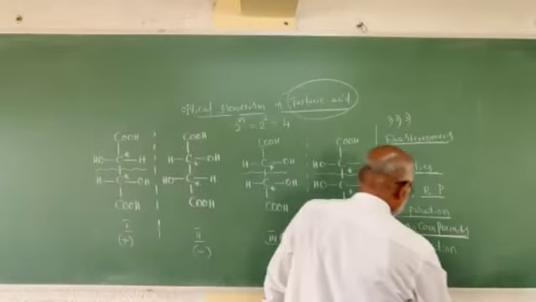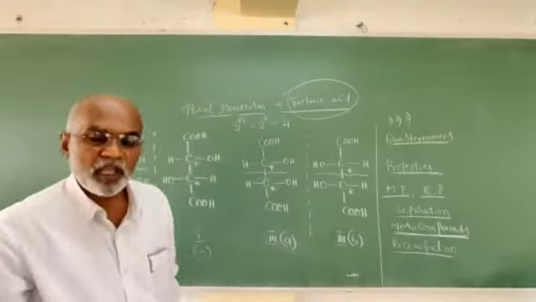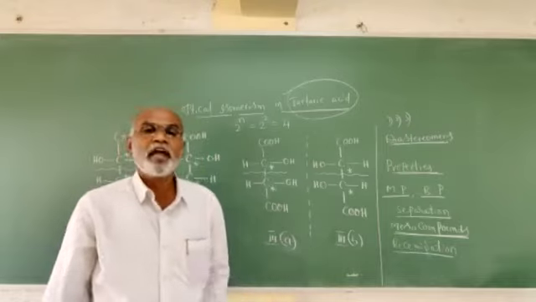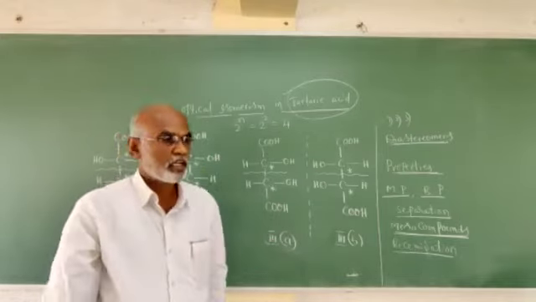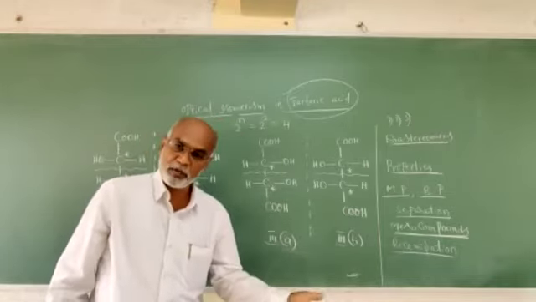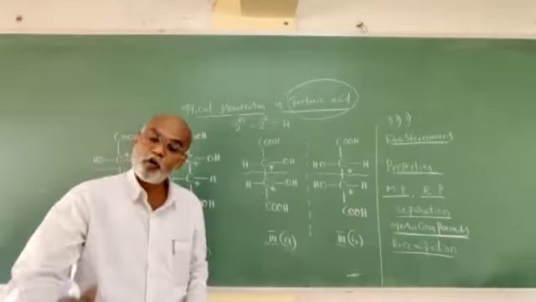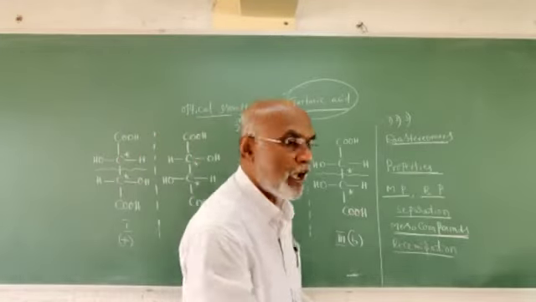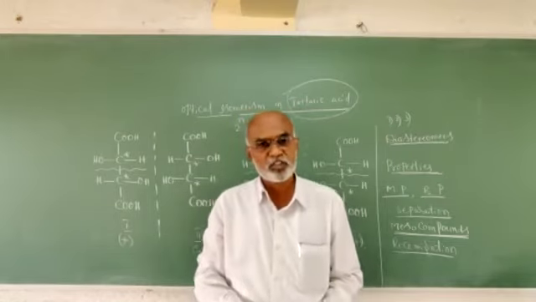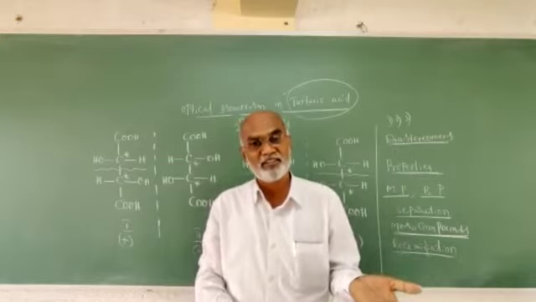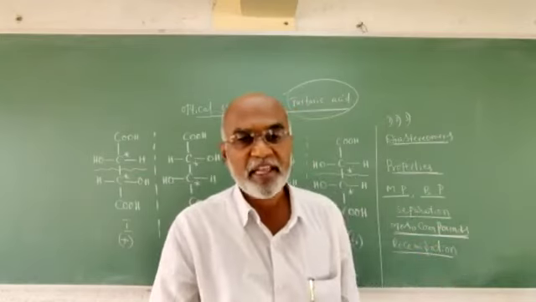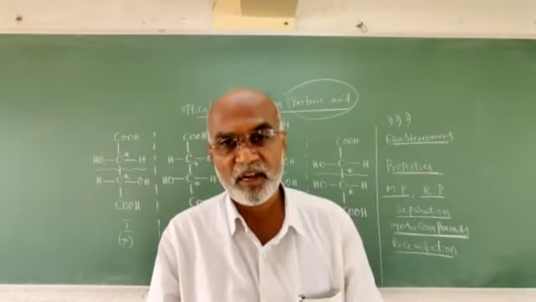Then coming to the last, racemization. It is the process of converting an optically active compound into a racemic mixture which is optically inactive. Conversion of dextro into a racemic mixture or conversion of levo into a racemic mixture. In this process, we are going to convert an optically active compound into an optically inactive racemic mixture which contains equimolar quantities of plus and minus isomers, which becomes optically inactive. So, conversion of an optically active compound into an optically inactive racemic mixture is called racemization. Okay.